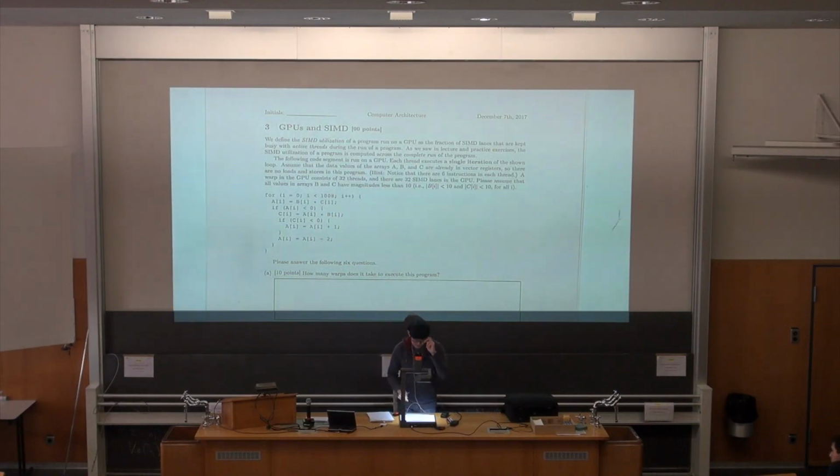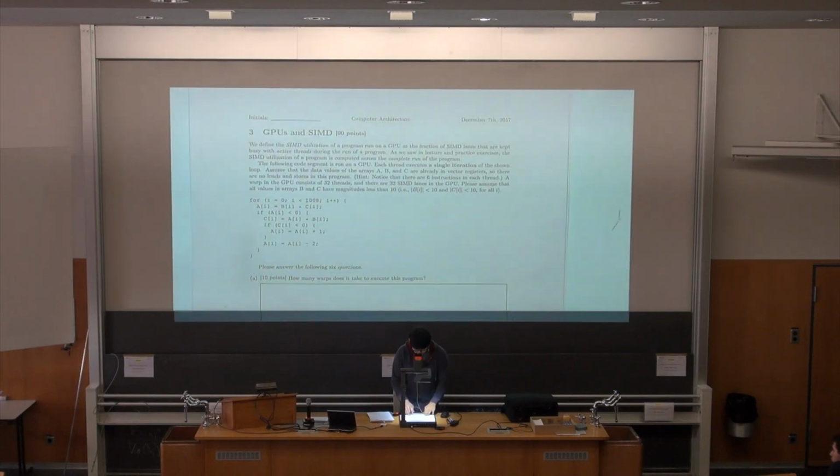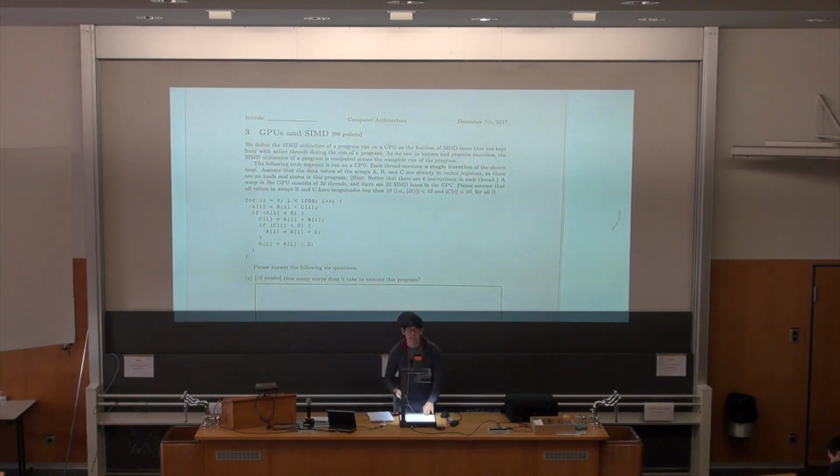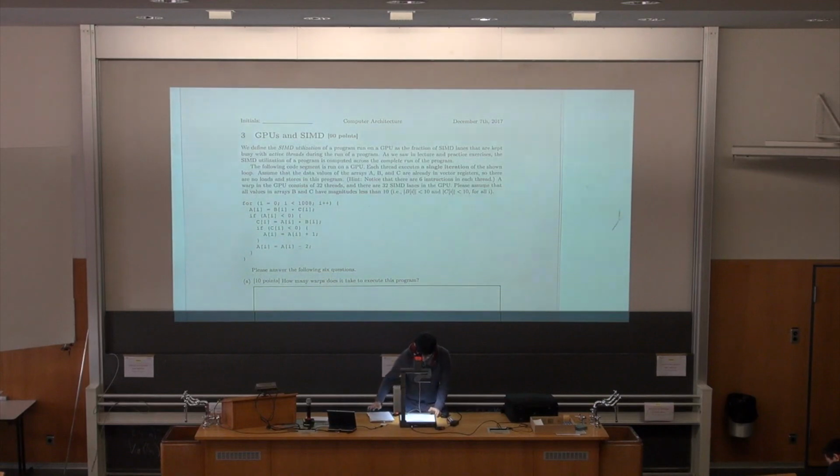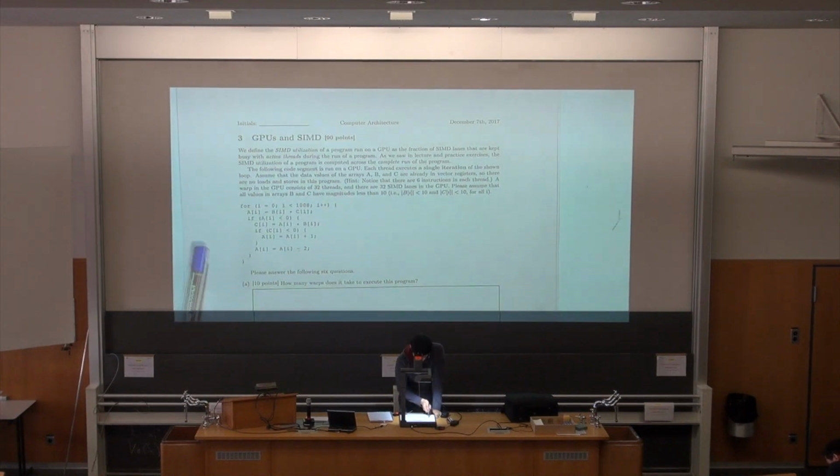Okay, so this is the GPU and SIMD question, and here we're trying to find the utilization of these GPU warps. The question says, we define the SIMD utilization of a program run on a GPU as the fraction of SIMD lanes that are kept busy with active threads during the run of a program. As we saw in lecture and practice exercises, the SIMD utilization of a program is computed across the complete run of the program. The following code segment is run on a GPU here, and each thread executes a single iteration of the shown loop. So assume that the data values of the arrays A, B, and C are already in the vector registers, so there are no loads and stores from this program.